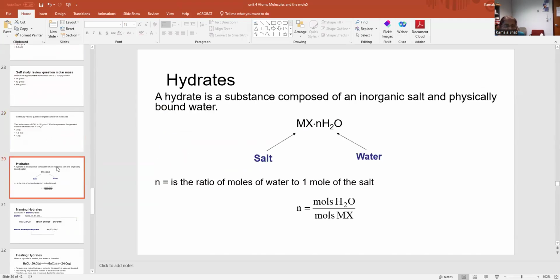Next, we come to the hydrates. We saw copper chloride, 2H2O. A hydrate is a substance composed of an inorganic salt physically bound to water, and therefore it is written as M x, the salt, dot n H2O. N is the ratio of moles of water to 1 mole of salt, and that's how you calculate it. When a salt contains water, we call it a hydrate, and when it loses water, we call it an anhydrate.